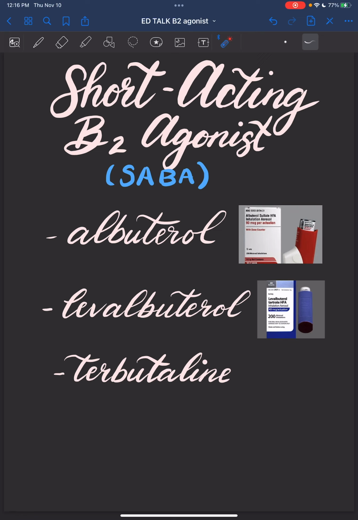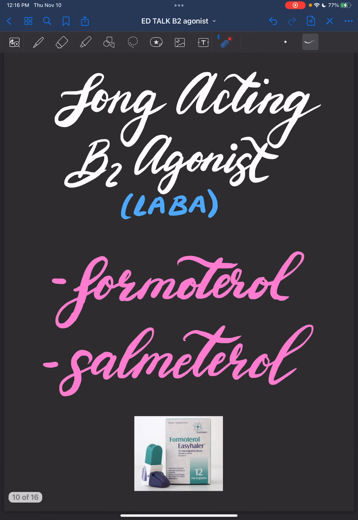Short-acting beta-2 agonists, we have albuterol, levalbuterol, and terbutaline. What about our long-acting? Well, for long-acting beta-2 agonists, we'll have formoterol and salmeterol.